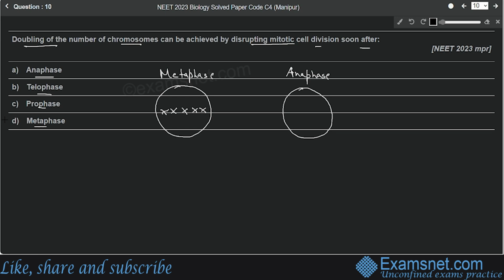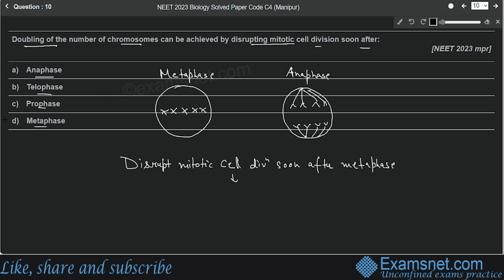Okay, so these are the sister chromatids. They have separated from each other and they have started moving towards the opposite poles, right? Now, if we disrupt the mitotic cell division just before the anaphase or soon after the metaphase, because the word 'after' is given in the question, soon after the metaphase. So it can be after metaphase or before anaphase.